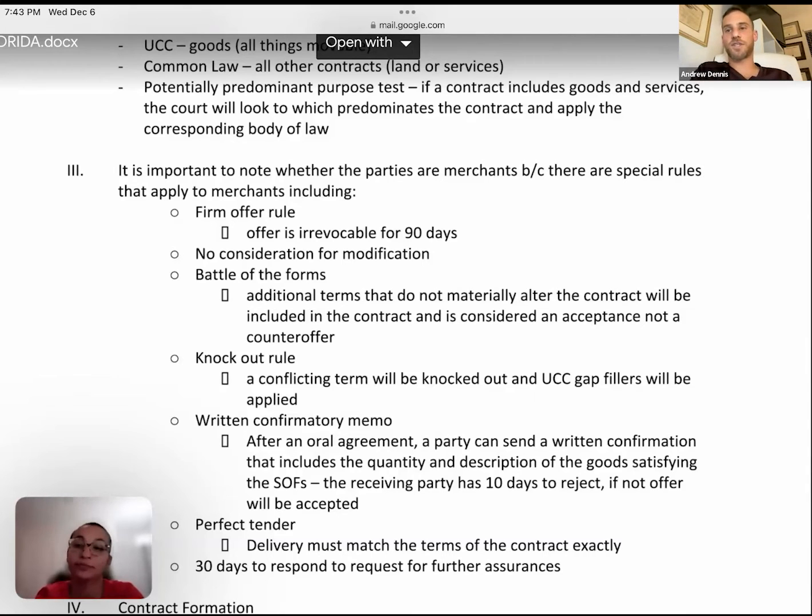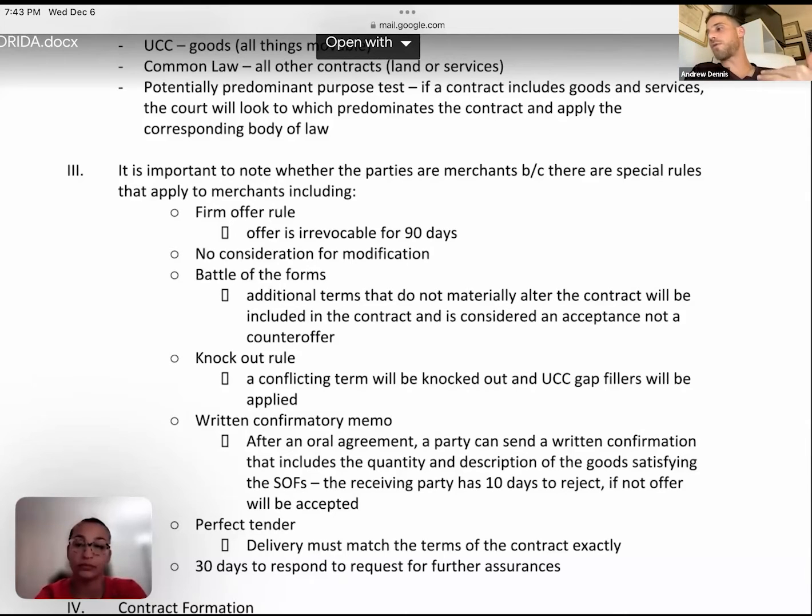So we have the no consideration modification, the Battle of Forms, knockout rule, firm offer rule. Written confirmatory memo comes up a lot. After an oral agreement, a party can send a written confirmation that includes the quantity and description of the goods satisfying the statute of frauds, and the receiving party has 10 days to reject; if not, the offer will be accepted. So this is when Andrew and Grace have that offer to buy 10 pens, but the pens are $100 each, so it's $1,000. Statute of frauds.